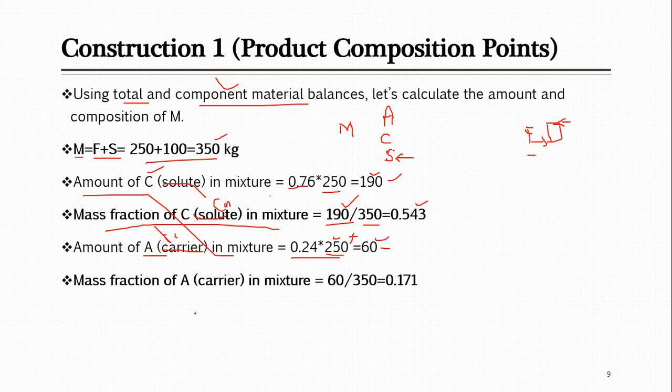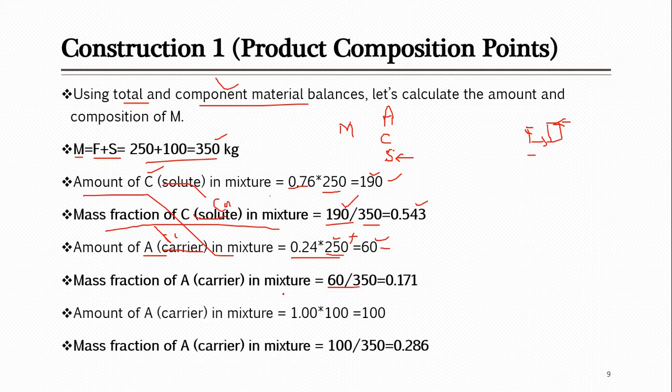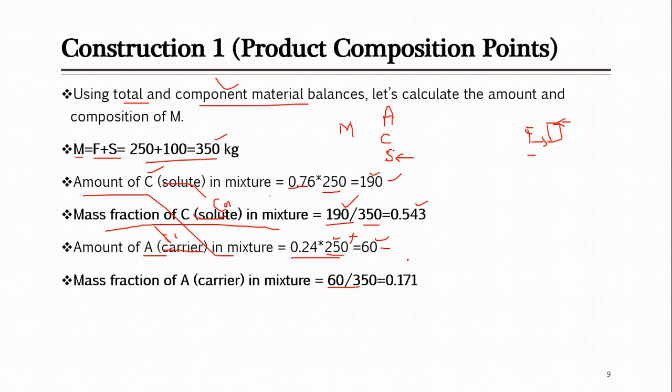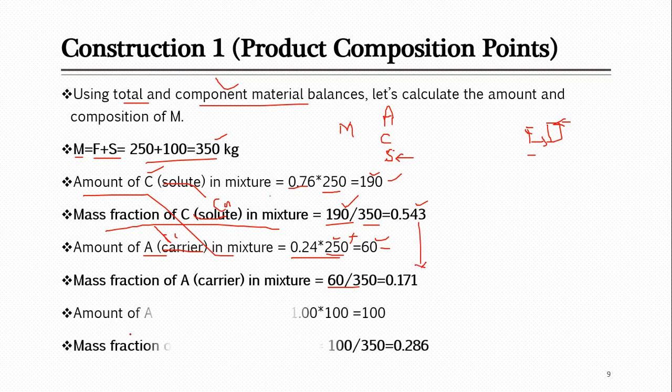Next, its mass fraction is found in the similar way, 60 over 350, and you will get it. Finally, maybe you can just add, because all mass fractions sum up to 1. So either you can add these two and then 1 minus the summation of these two fractions will give you the third one, or you can again calculate that, and that is the solvent, the amount of solvent S.